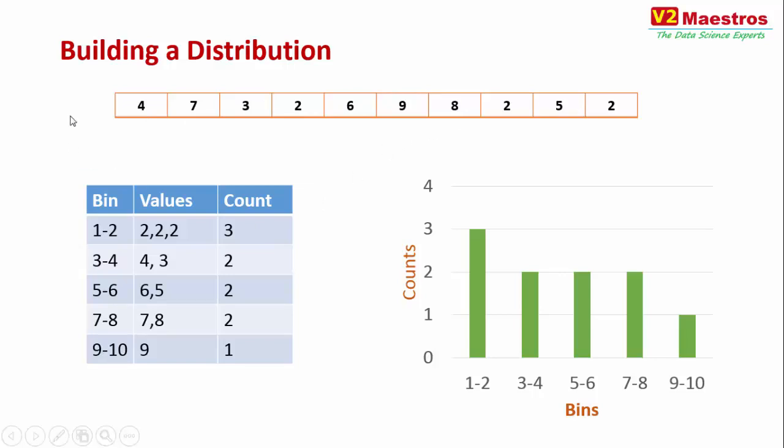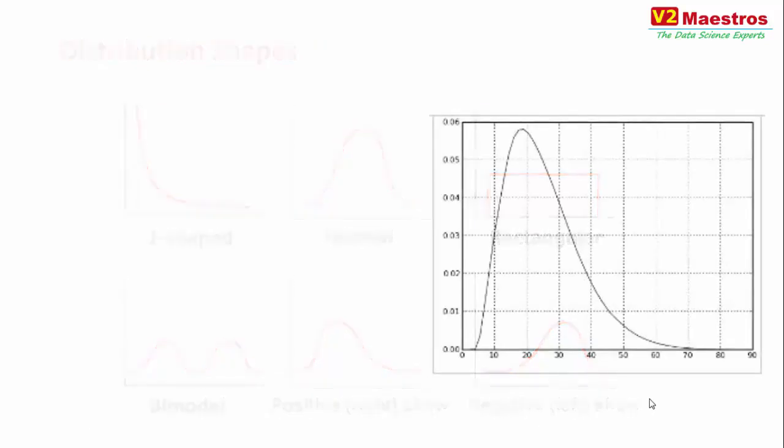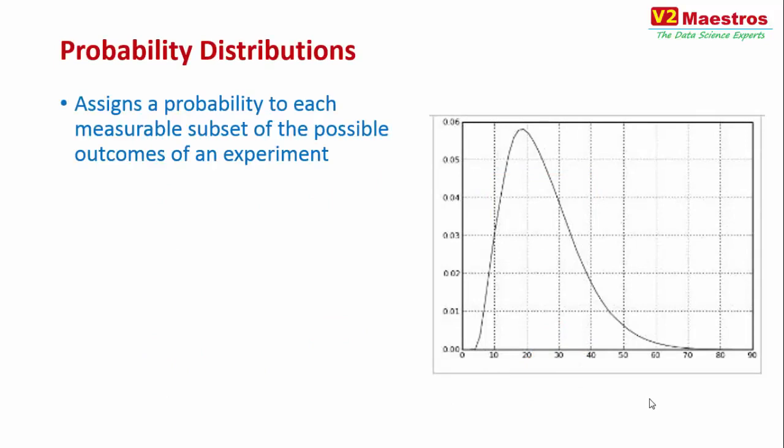So in this case, the total number of values is 10. The count in this bin 1 to 2 is 3. So 3 by 10, or 0.3, is the probability of the bin 1 to 2. 0.2 is the probability of the bin 3 to 4. So you plot probability on the y-axis, bins on the x-axis, and that becomes your probability distribution. Now let's go back to the other slide and start digging in a little deeper.